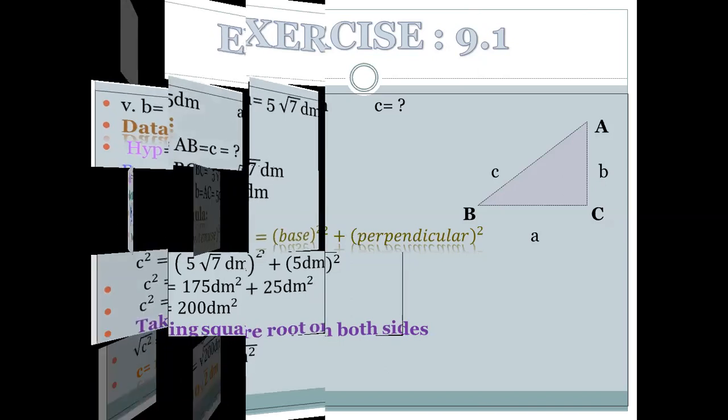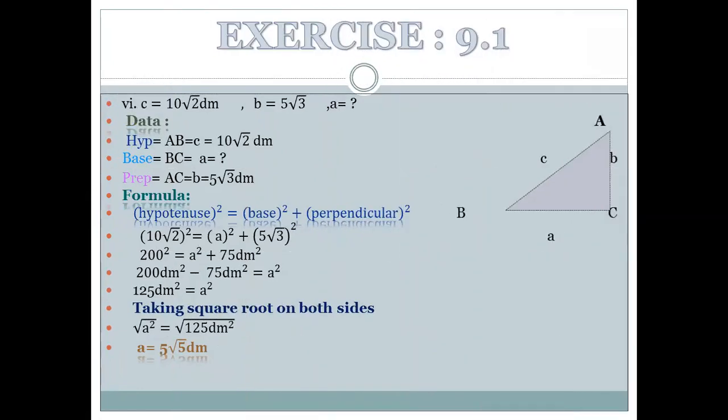In part 6, hypotenuse and perpendicular are given, base is unknown. No change, the formula will be the same for you. Hypotenuse square is equal to base square plus perpendicular square. Substitute the values in the formula and we calculate the base after subtracting the perpendicular square from the hypotenuse square, and you see that you get A is equal to 5 under root 5 decimeters. This is the value of the base.